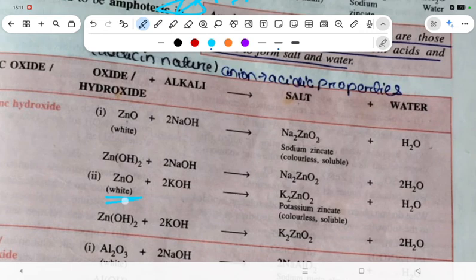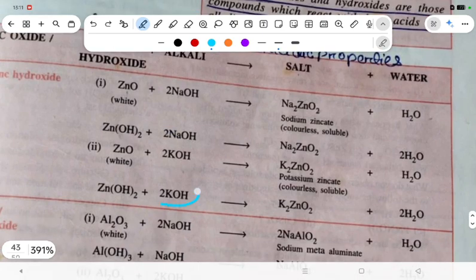ZnO, white color, plus 2KOH will form potassium zincate plus H2O. It is colorless and soluble, potassium zincate. Zn(OH)2 plus 2KOH will form K2ZnO2 plus water.